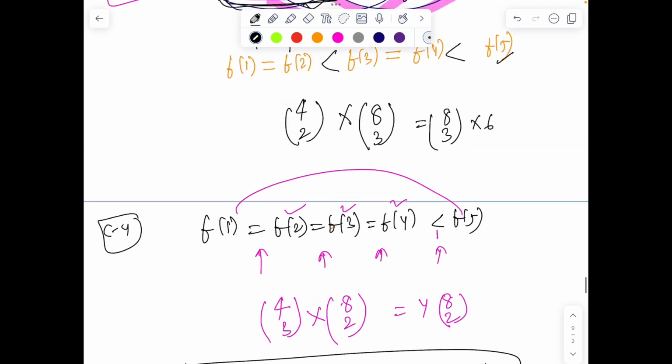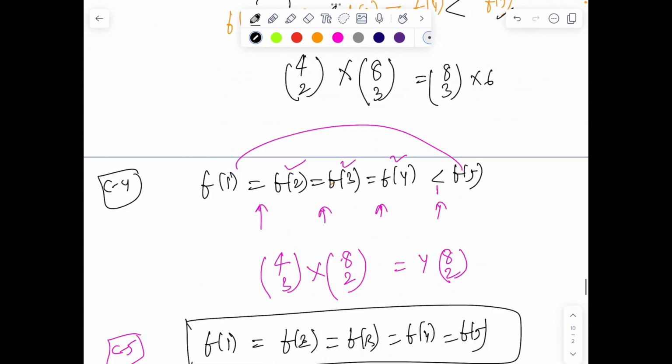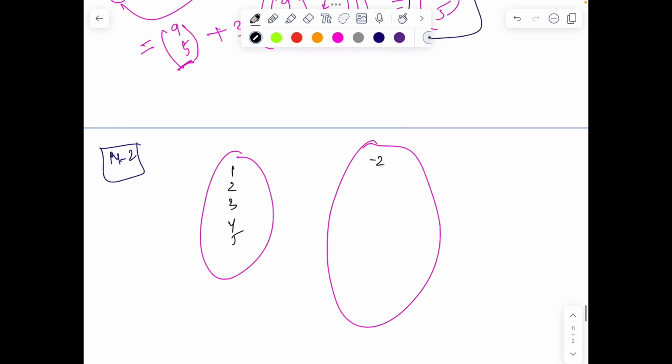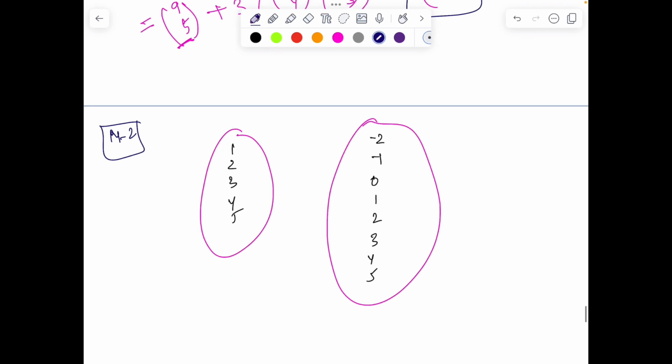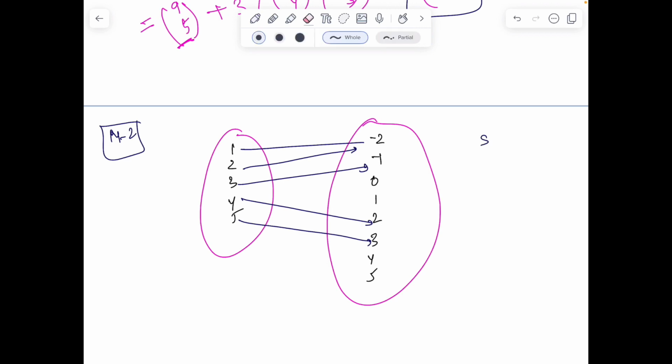Okay, so let's try to get another one-liner solution for this. We have 1, 2, 3, 4, 5, and then -2, -1, 0, 1, 2, 3, 4, 5. Let's try to write one of the sample functions, which is an increasing function. So maybe 1 is going to -2, 2 is also going to -2, 3 is going to -1, 4 is going to 2, and 5 is going to 3. So it's also an increasing function, right?